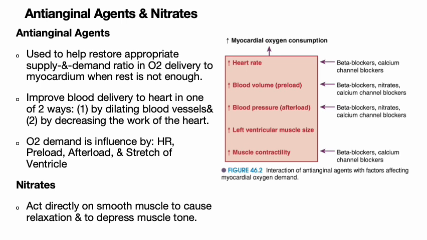Okay, nitrates act directly on smooth muscle to cause relaxation and to depress muscle tone. Because the action of nitrates is direct, these drugs do not influence any nerve or other activity, and their response is usually quite fast. Nitrates include amyl nitrate, isosorbide dinitrate, isosorbide mononitrate, and nitroglycerin, and others.